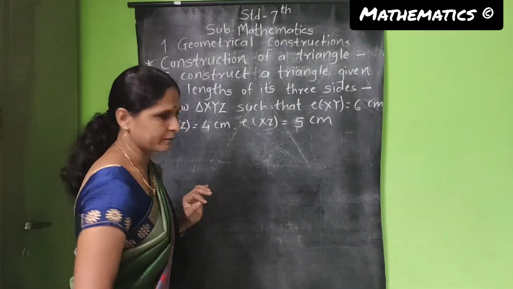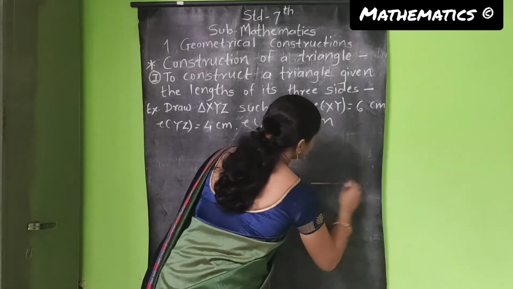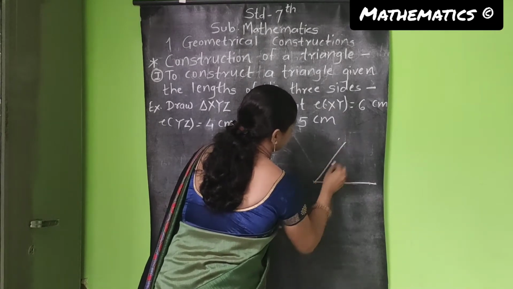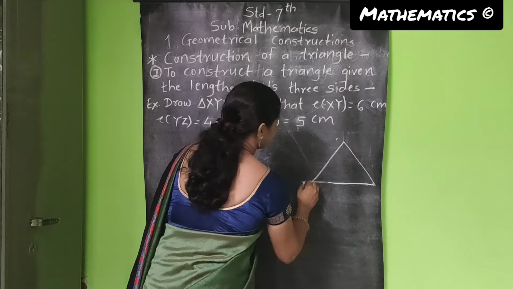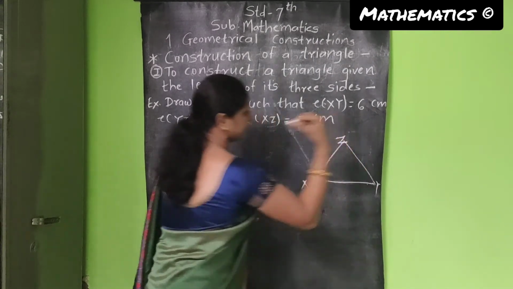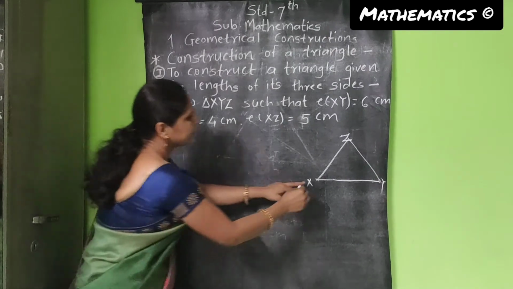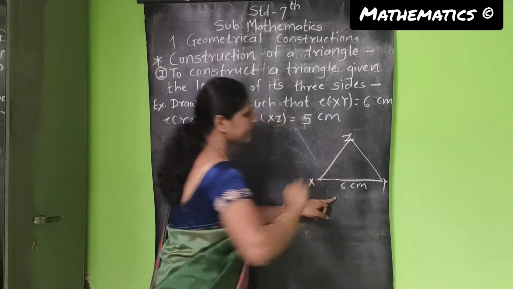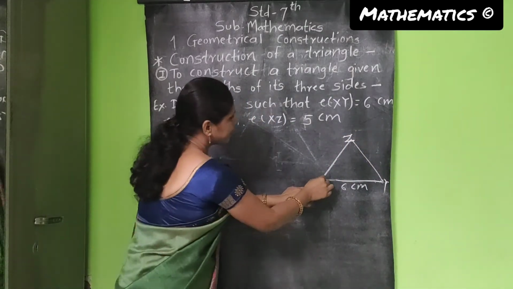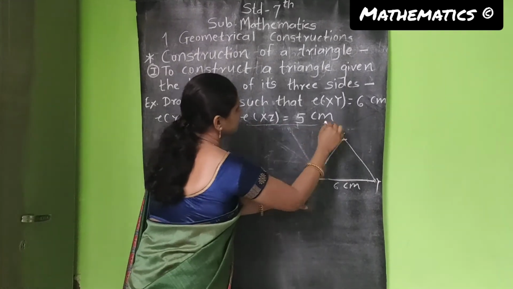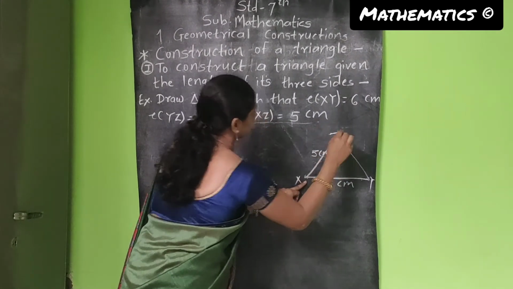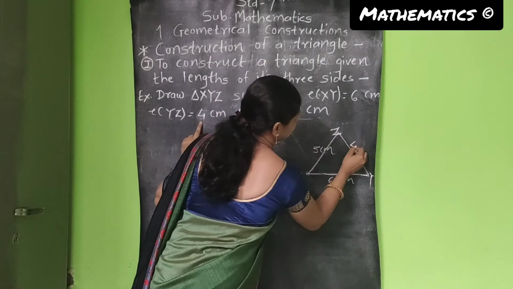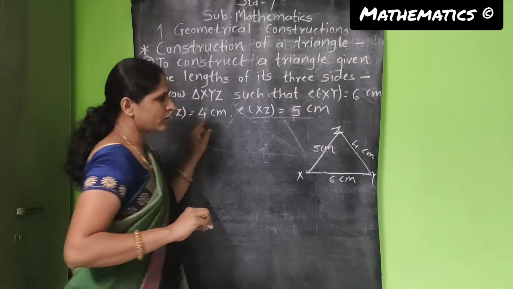First we draw a rough figure. X, Y, Z. Length XY is equal to 6 cm. Right here, length XY is equal to 6 cm. Length XZ is equal to 5 cm. And length YZ is equal to 4 cm. This is the rough figure.